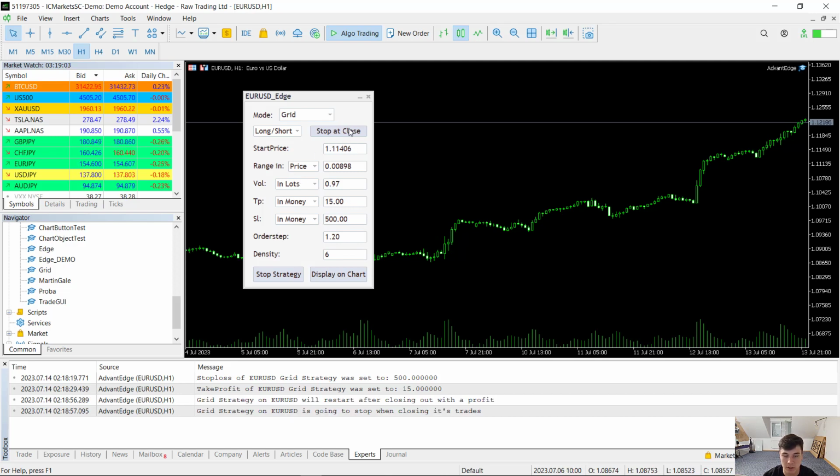Of course, the option is still yours, whether you want your grid strategy to keep on trading after it closes out with a profit. Now, if the stop loss is hit of any strategy, it will immediately stop the strategy.